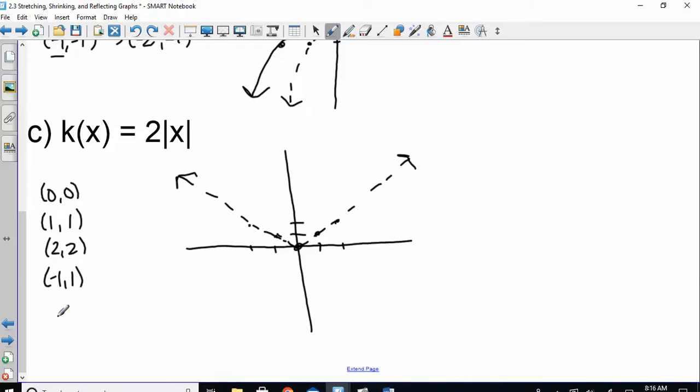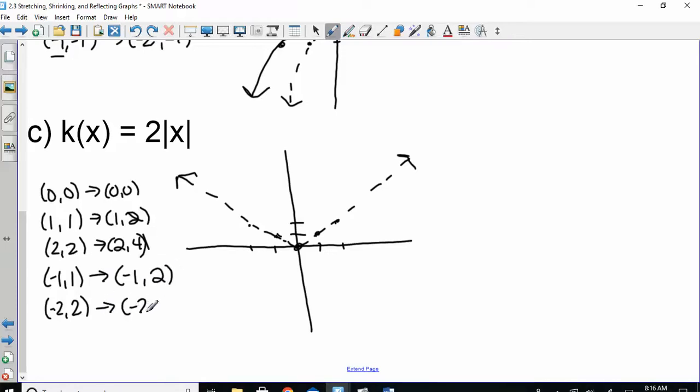So it is out in front, so it's changing y. It says times 2, so you take your y's times 2. So we still have 0, 0. Then we're going to get 1, 2, 2, 4. There is a delay in my board today. It's really messing me up. Negative 1, 2. Negative 2, 4. You only had to have 3. I just did a few extras. So 0, 0, 1, 2, 2, 4, negative 1, 2, negative 2, 4.